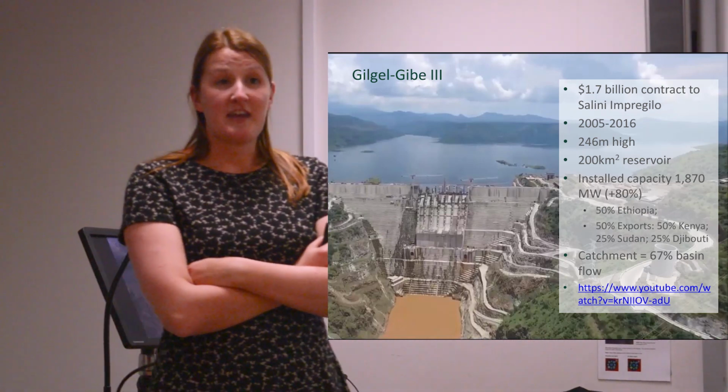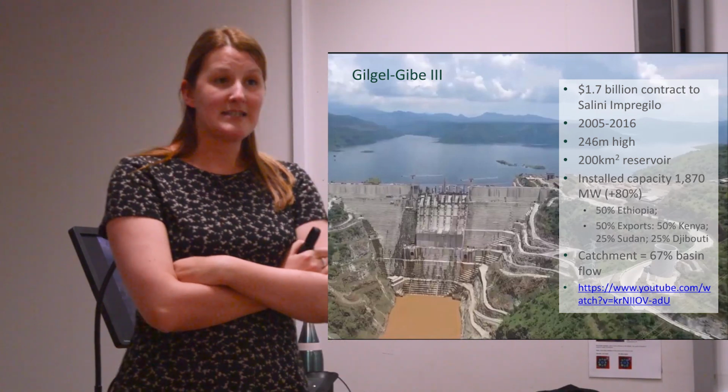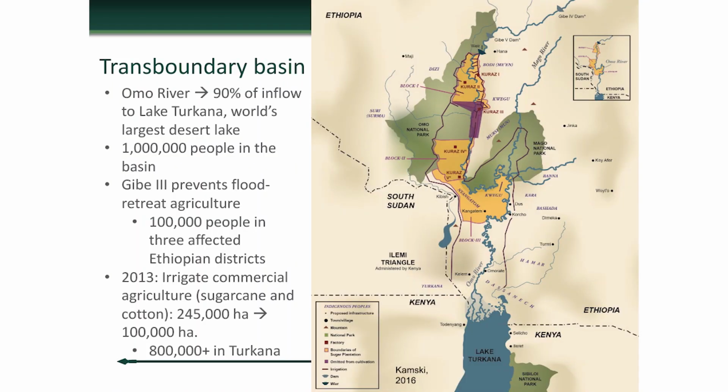It's a big dam for Ethiopia. When it came online, it increased the capacity of Ethiopia by about 80%. About half of the electricity stays within Ethiopia. The other half is exported mostly to Kenya. And it's had obviously a massive impact on the river basin and the social ecological system as a whole.